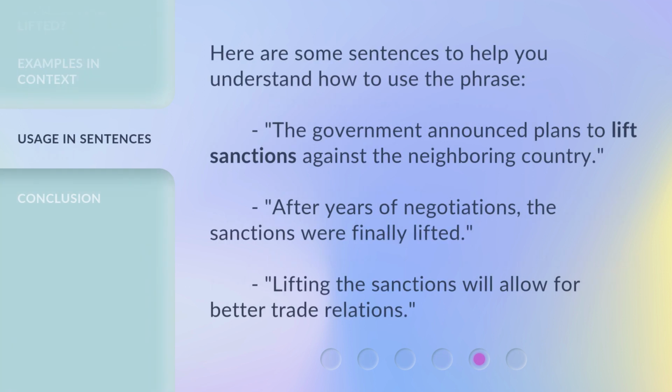Here are some sentences to help you understand how to use the phrase. The government announced plans to lift sanctions against the neighboring country. After years of negotiations, the sanctions were finally lifted. Lifting the sanctions will allow for better trade relations.